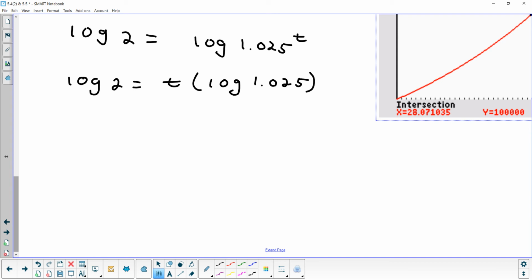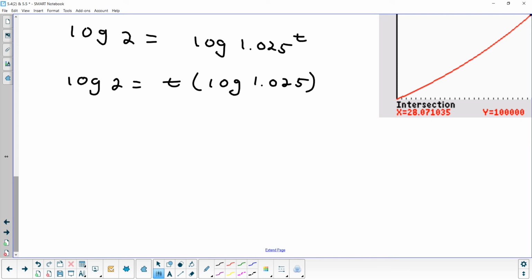What would be my final step to get t alone? Yeah, Caleb? Divide each side by log 1.025. Yeah, this is just like having 2 equals x times 4. If you want to get the variable by itself and you have multiplication, just divide by the number that's next to the variable. What is the log of 1.025?